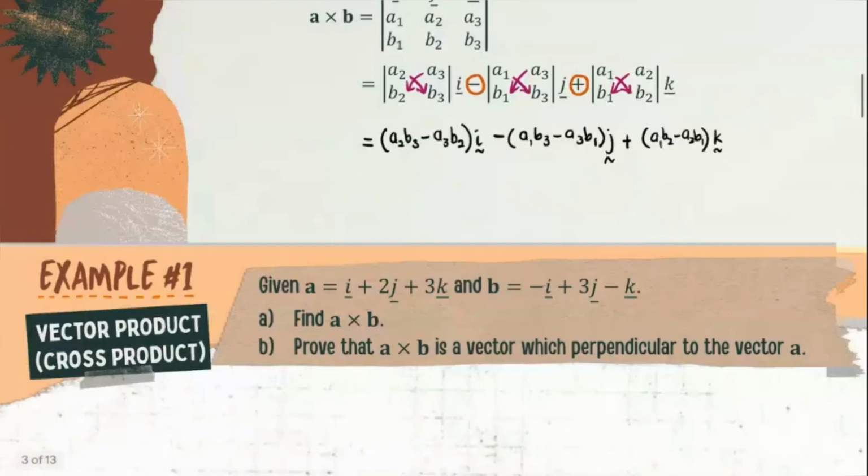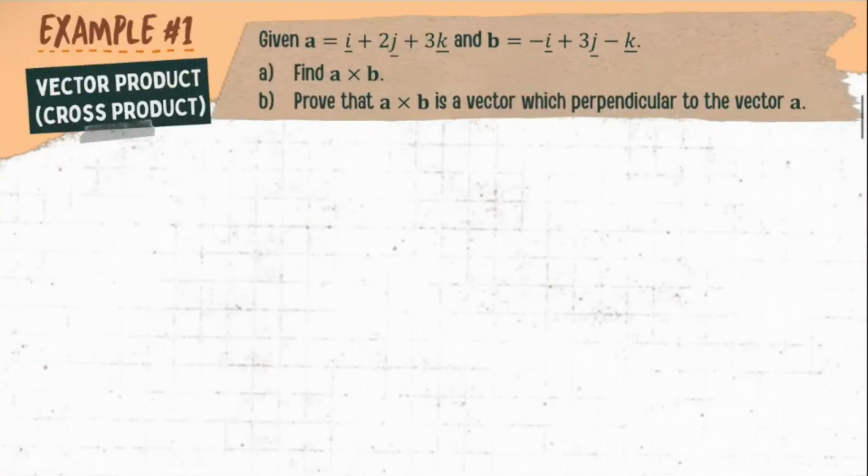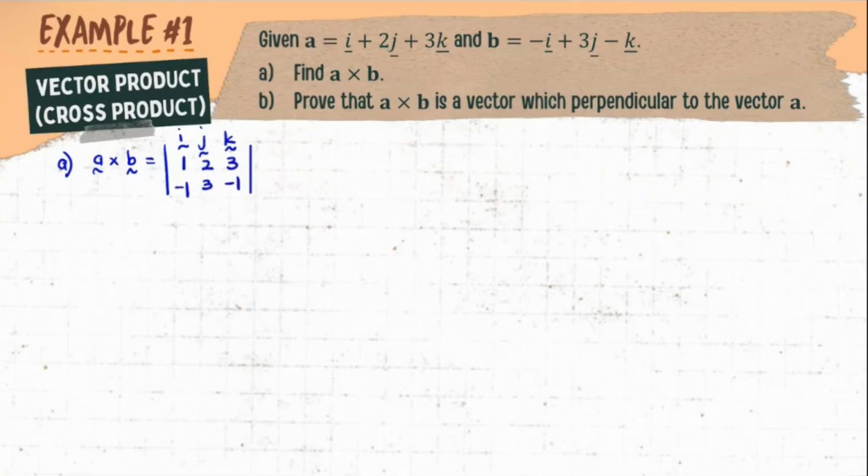Okay, now let's look at the first example. So given vector A dan juga vector B, find A cross B. Okay, so sekarang ni kita nak buat yang macam matrices tadi tu. So, let's start dengan A. Okay, A cross B will be equals to, kita perlu buat this column dan ada I, J, K. So A dekat atas, so 1, 2, 3. B dekat bawah dia, negatif 1, 3, negatif 1.